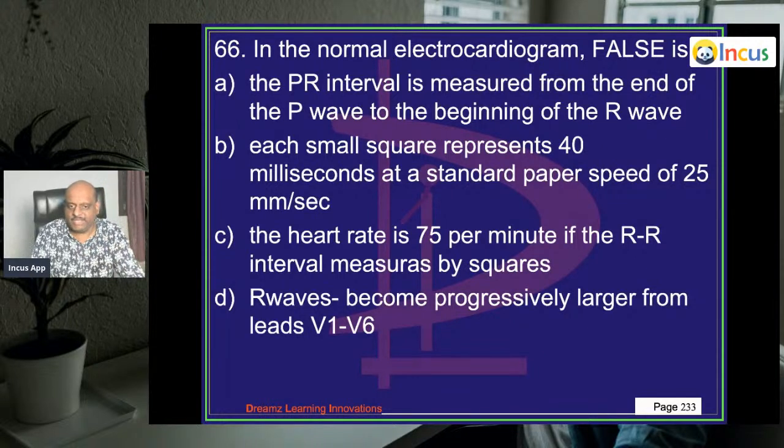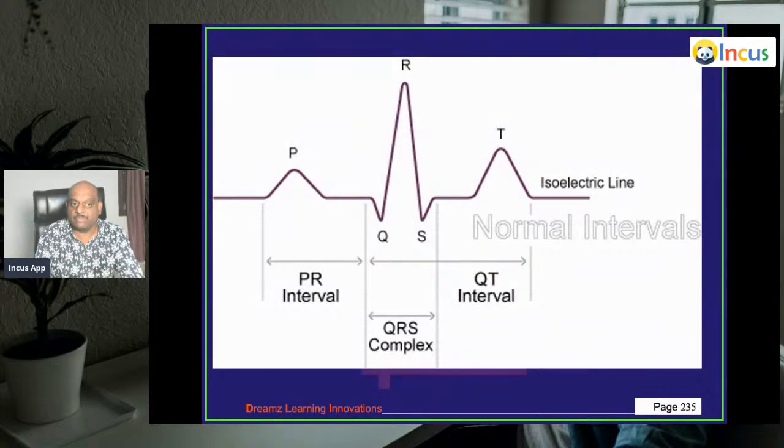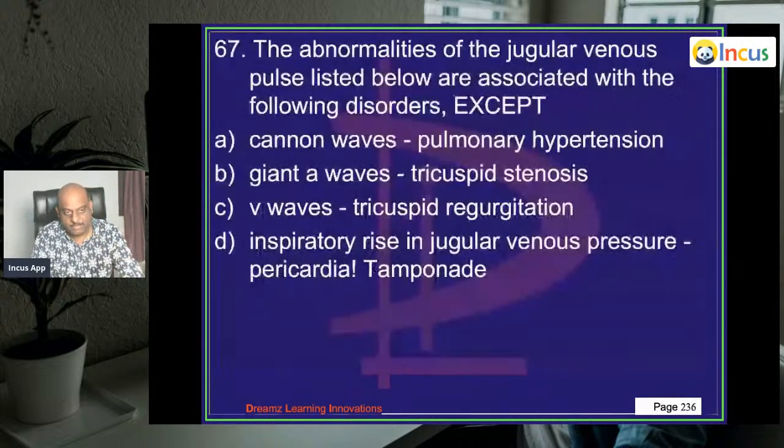In a normal ECG, PR interval, how do you measure? Not from the end of the P wave, but from the beginning of the P wave to the beginning of the Q wave, you call it the PR interval.